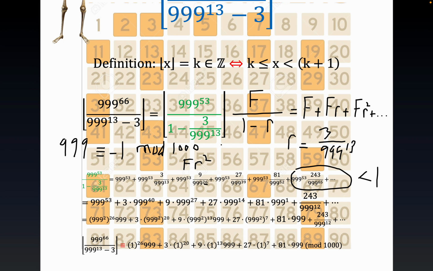999 squared is congruent to 1 also. Now that's very, very easy. Just think of 1000 minus 1 quantity squared. Well, remember 1000 is 0 mod 1000, right? So that means that 999 squared is congruent to 1, and this is mod 1000.